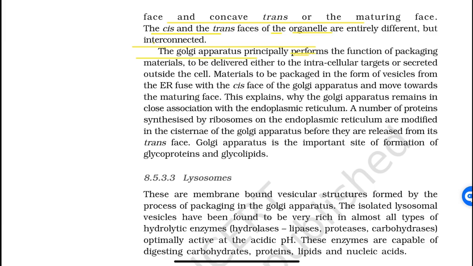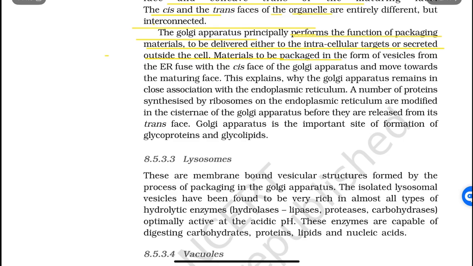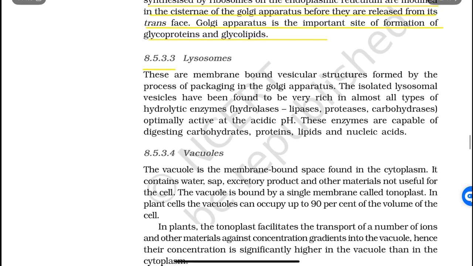The Golgi apparatus principally performs the function of packaging material to be delivered either to intracellular targets or secreted outside the cell. Materials to be packaged, in the form of vesicles from the ER, fuse with the cis face of the Golgi apparatus and move toward the maturing face. This explains why the Golgi apparatus remains in close association with the endoplasmic reticulum. A number of proteins synthesized by ribosomes on the endoplasmic reticulum are modified in the cisternae of the Golgi apparatus before they are released from its trans face. The Golgi apparatus is an important site of formation of glycoproteins and glycolipids.